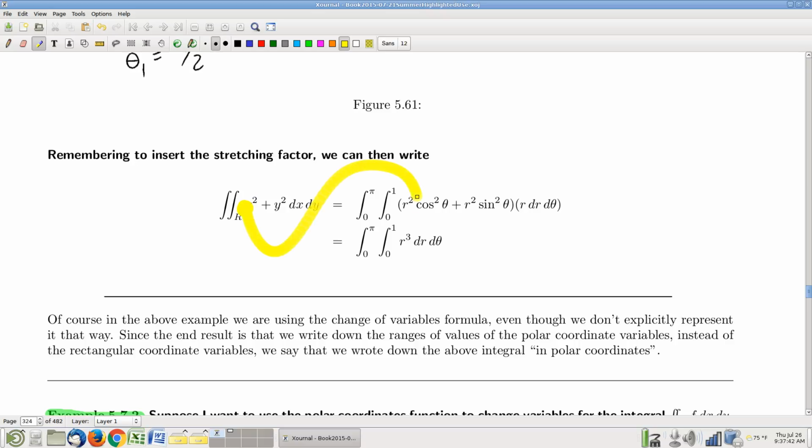x is r cosine theta. So x squared is r squared cosine squared theta. Likewise, y is r sine theta. Okay. So this simplifies to r squared.